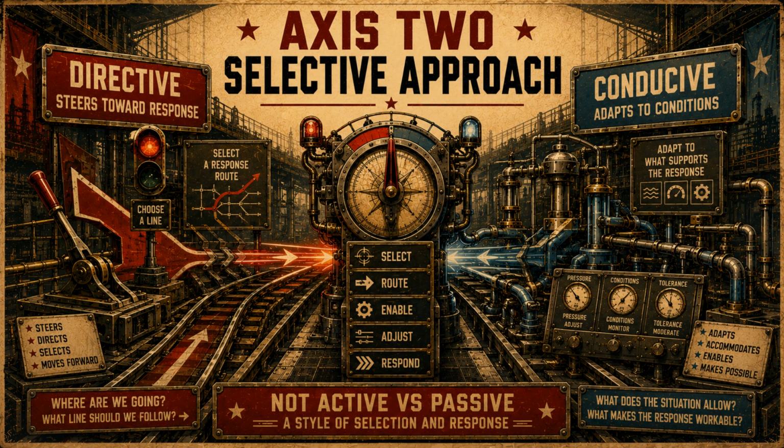A conducive function works differently. It does not steer as directly toward a selected outcome. Instead, it adjusts to what supports, permits, enables, or conditions the response. It asks, what does the situation allow? What needs to be accommodated? What makes the response workable? But again, we have to be careful. Directive does not simply mean active or superior. Conducive does not mean passive, submissive, or inert. Conducive functions can be highly important. They make the response possible by adapting to the conditions around it. So this axis is about selective approach. Does the function steer toward a selected response, or does it adapt to what enables that response to happen?